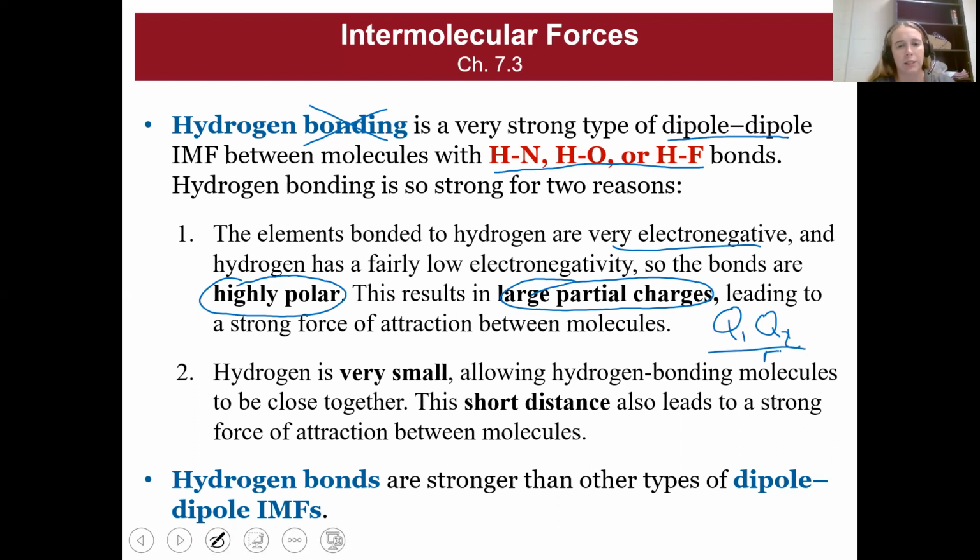Next, hydrogen is very small, which allows hydrogen bonding molecules to be close together, which is where our R comes in, in Coulomb's law. The short distance leads to a strong force of attraction between the molecules. So when the numerator gets bigger, the force gets stronger. When the denominator gets smaller, the force gets stronger. So we have a really strong force of attraction between these molecules. That's why hydrogen bonds are special, and that's why we differentiate them from other types of dipole-dipole intermolecular forces.